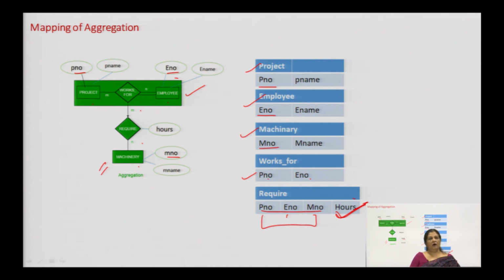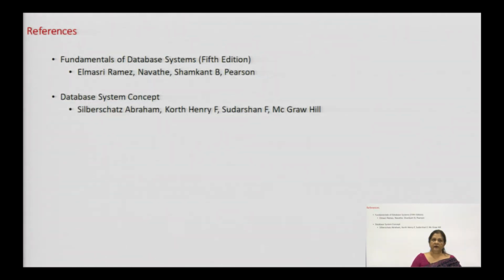So, this is all that we have in the mapping of the different types of entities, attributes, relationships and the extended ER features into the relations.